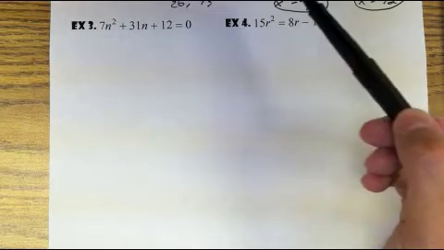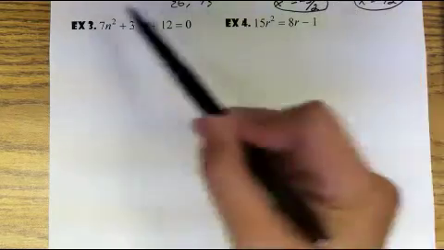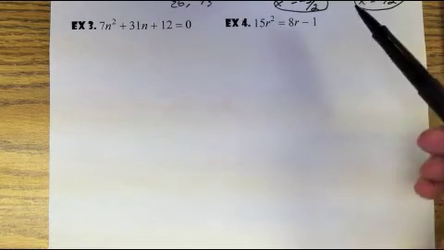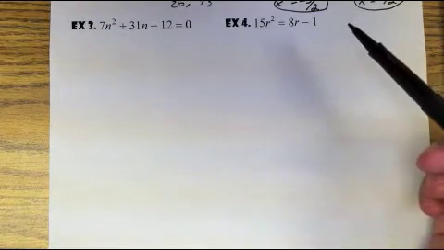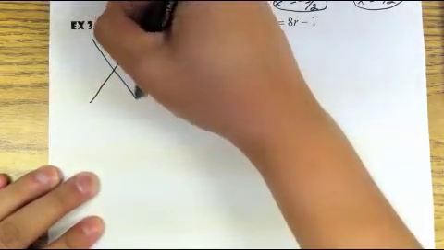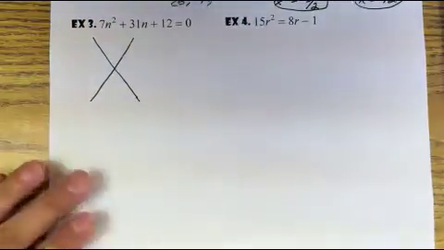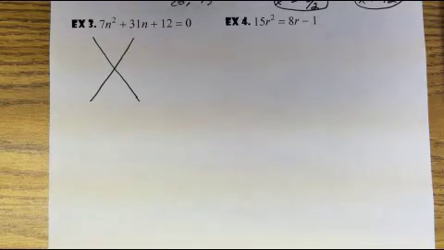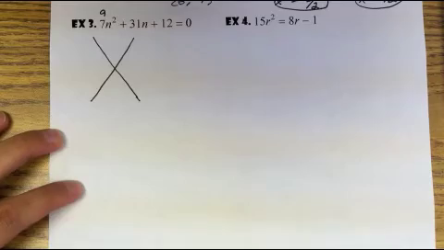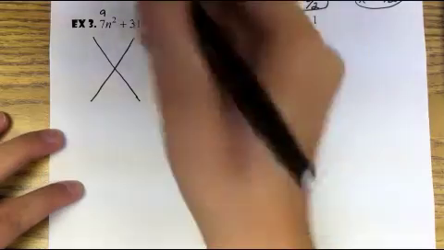Okay, so how many terms do we have? We have 3 terms. What type of factoring do we need to do? Think about it, 3 terms. That's right, we're going to do the X method. So our A coefficient, which is 7, is now not 1. So we've got to think back, whenever A isn't 1, what do we have to do?